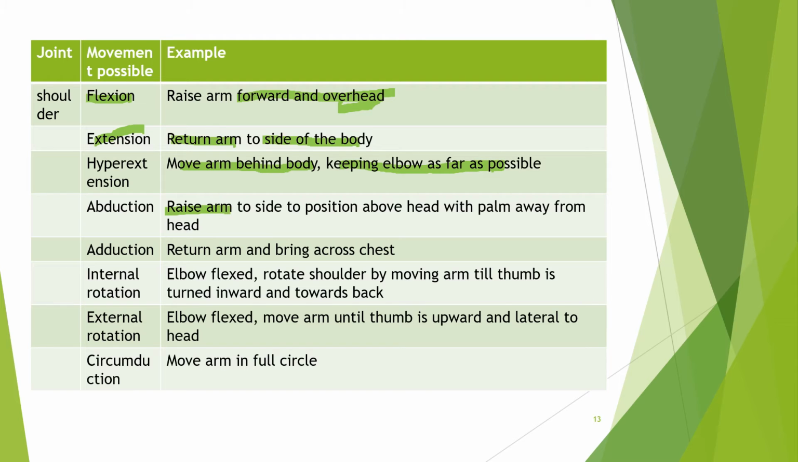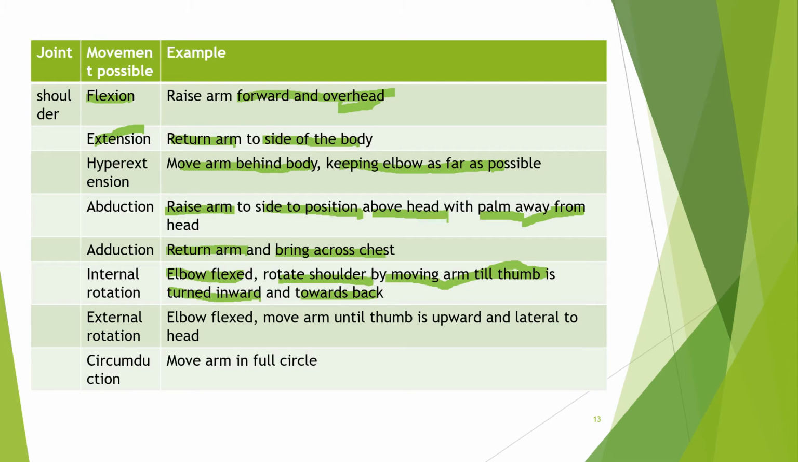Abduction is raising your arm to the side as far as possible above your head, with the palm away from your head. Adduction is returning the arm, bringing it across your chest. Abduction means away from the body, adduction means toward the body. Internal rotation, with the elbow flexed: we are going to flex the elbow and rotate the shoulder, moving the arm with the thumb tilted and turned internally, back toward the back.